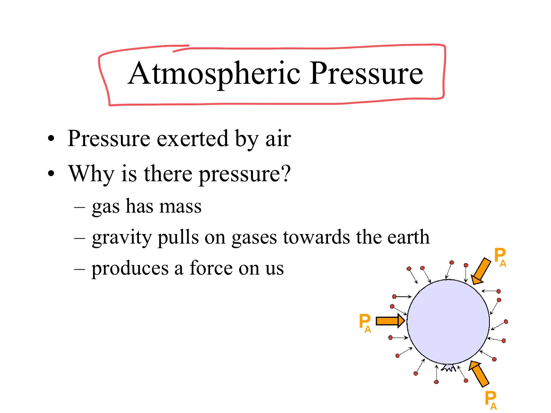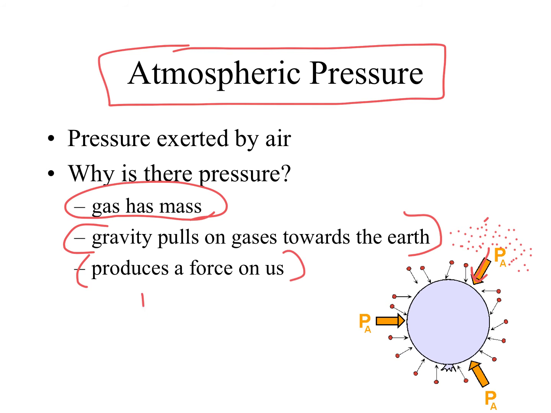Now, here's the reason we have atmospheric pressure. We know a physical property of gas is that it has mass, right? So all these little gas molecules and particles above us, billions and billions of them, are constantly being pushed down on us because of gravity. As gravity technically pulls down on those gases above us, it actually pushes a force down on us.